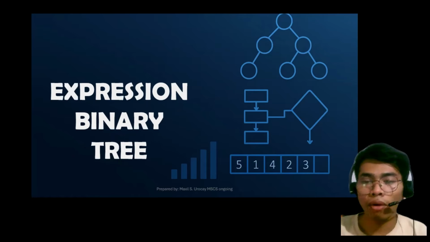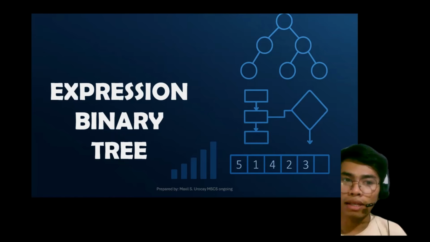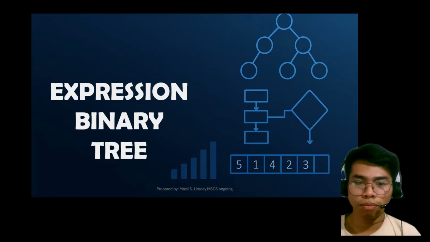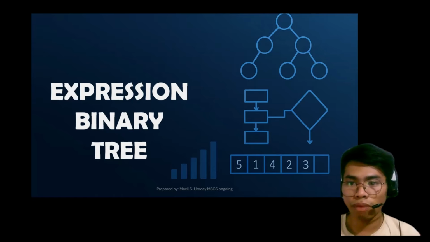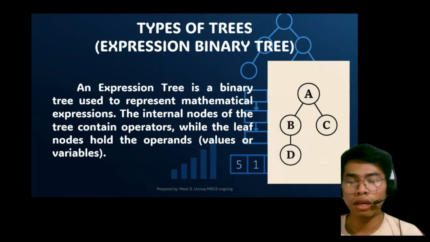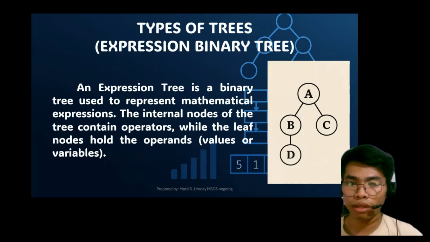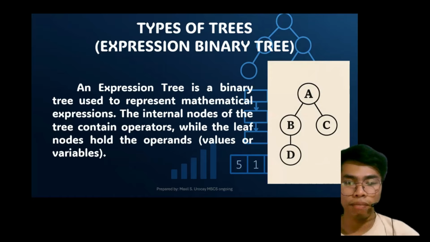Okay, so our topic for today, this will be the last topic for the trees data structure, since we will not discuss everything. This is all about the expression binary tree. Let's define that one. What is this? An expression binary tree is a binary tree used to represent mathematical expressions. The internal nodes of the tree contain operators, while the leaf nodes hold the operands, which are the values or the variables.